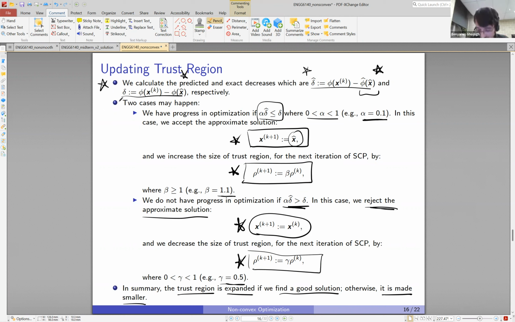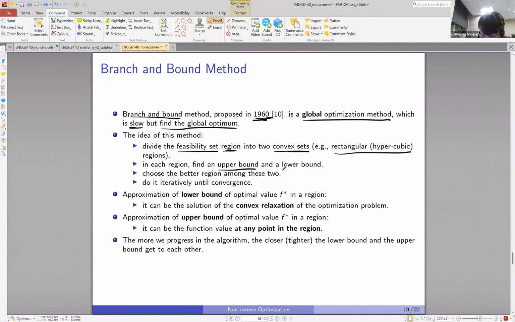Divide the feasibility set, so we have some feasibility set region, right? Into two convex sets, or rectangular or hypercubic regions. In high dimensions, you can see that's hypercubic. In each region, then, find an upper bound and a lower bound for what? For f star. So f, assume, is a cost function. You assume you want to minimize the cost function. So you have an optimization landscape. You will have some feasibility set because of the constraints. Divide the feasibility set formed by the constraints into two regions.